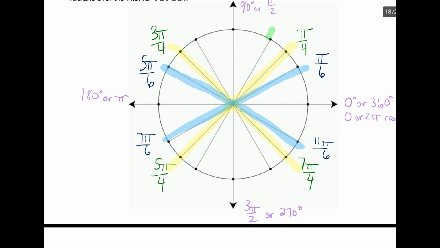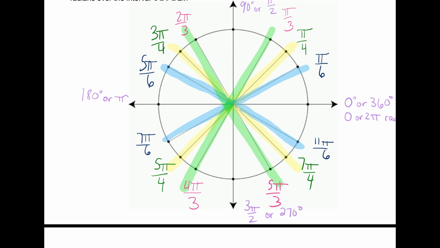And then we're going to end with this last one, the 60-degree angles, which is pi over 3. Pi over 3, 2 pi over 3, 4 pi over 3, and 5 pi over 3. So this is the start of the unit circle using our 3 special angles. We're going to continue and put this all together with reference angles when I see you guys on Thursday.